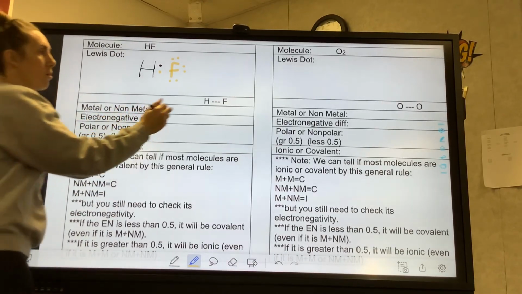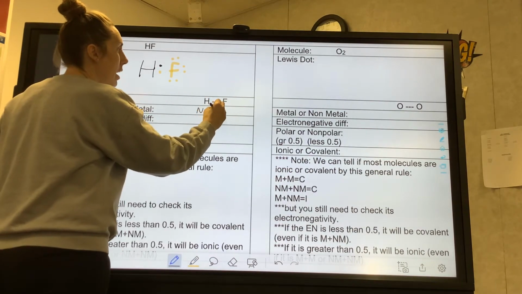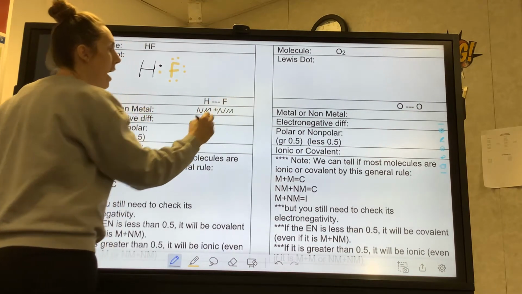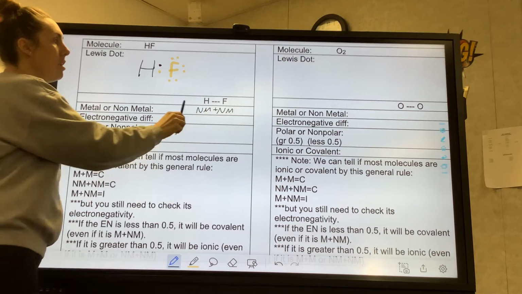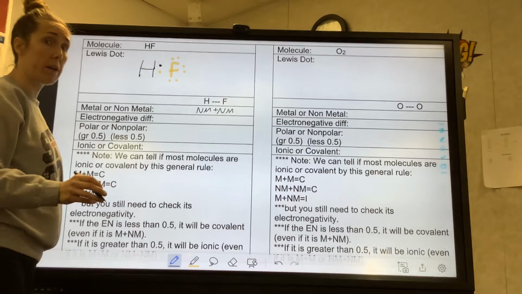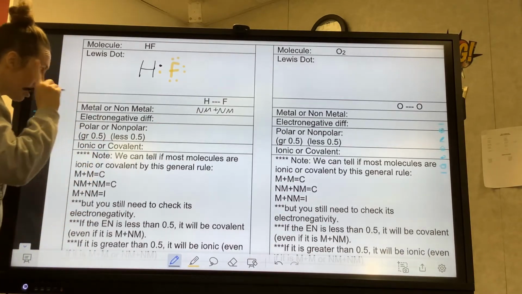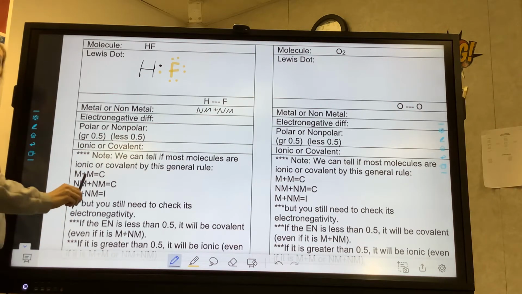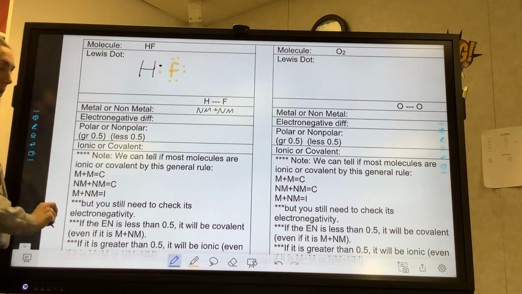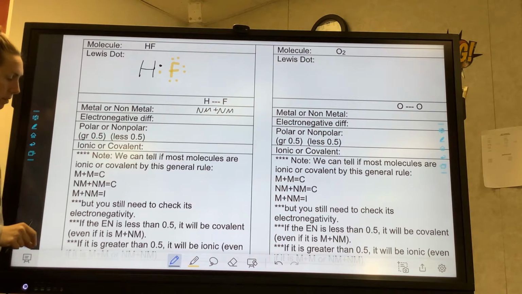Metals or non-metal. We have non-metal and non-metal, okay. At first sight, based on our electronegativity pairings, non-metal and non-metal should be covalent. But what I tell you down here is, note, we can tell if most molecules are ionic or covalent by this general rule. Metal, metal, same, not too much different, covalent, they share. Non-metal, non-metal, similar, share. Metal, non-metal, very different, steal, ionic. But you still need to check the electronegativity.